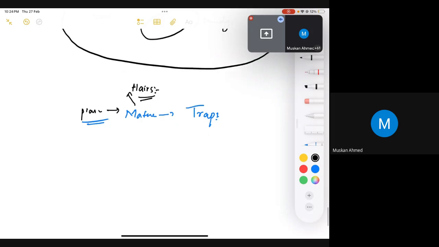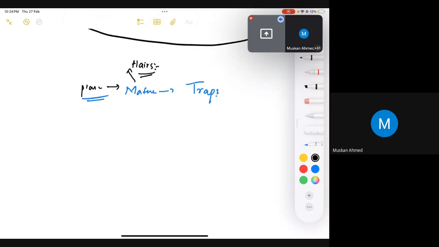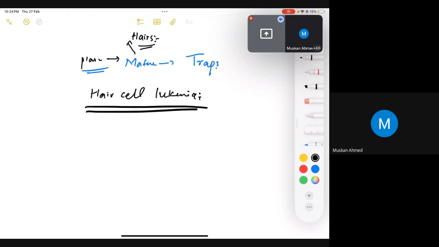So for the more mature cells, the plasma cells, we are going to use the term hairy cell leukemia. Is that clear? We won't use the term plasma cell leukemia. We will be using the term hairy cell leukemia, because he's a little bit more mature, having a lot of hair, and he can trap people.